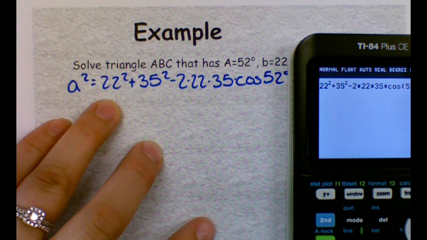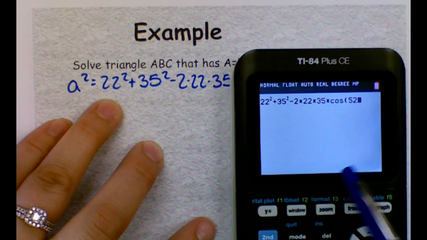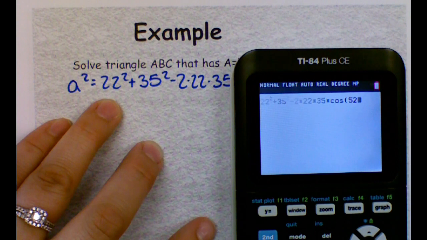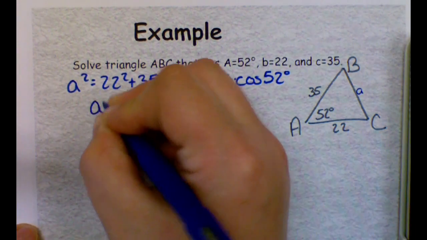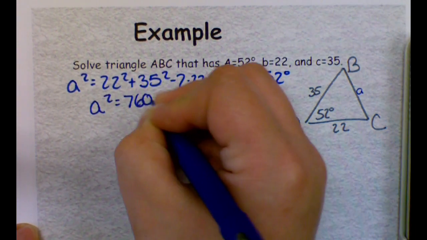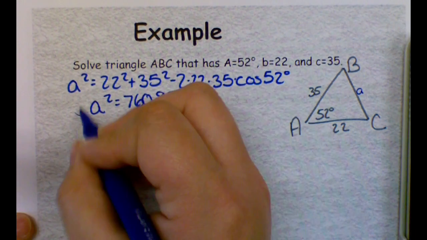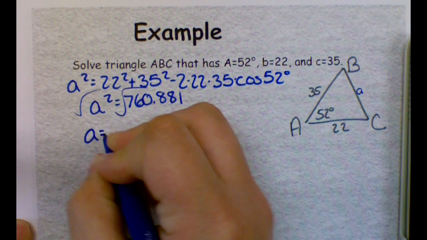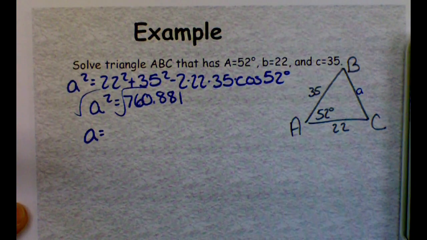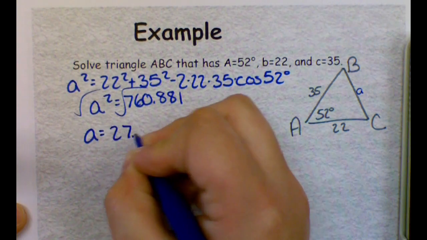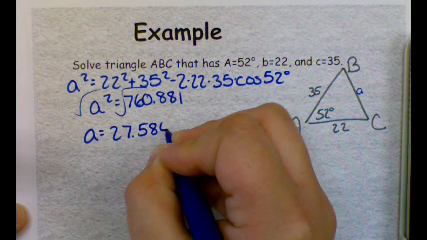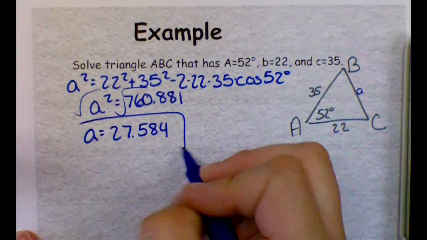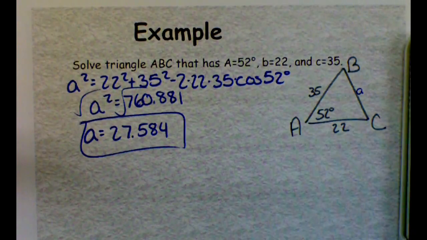Please make sure if you're just typing it in, you also get that cosine multiplied on the end before you hit enter. A squared is about 760.881. Square root both sides. A is 27.584. All right. Now I can switch over to law of sines.